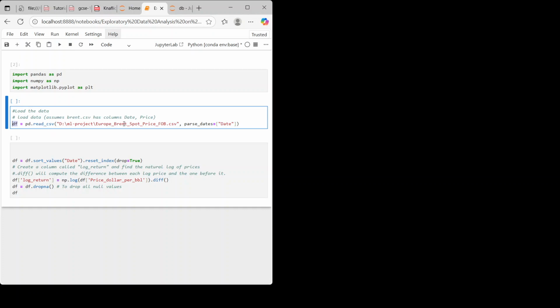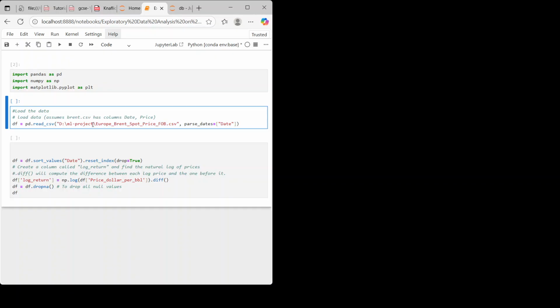For your CSV file, you may have it different. This is the name of the file I stored. So it's Europe_Brent_spot_price_FOB.csv. You could just keep it simple by renaming it to Brent.csv.